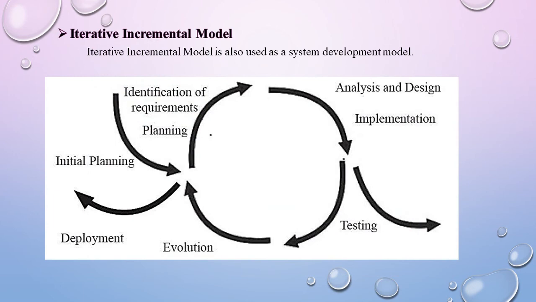Iterative incremental model. Iterative incremental model is also used as a system development model. In this model, a system is developed through repeated cycles, iterative, and in smaller portions at a time, incremental. The process starts with a simple implementation of a subset of the software requirements and iteratively enhances the evolving versions until the complete system is implemented. At each iteration, design modifications are made and new functional capabilities are added. This model allows software developers to take advantage of what was learned during development and use of the system.